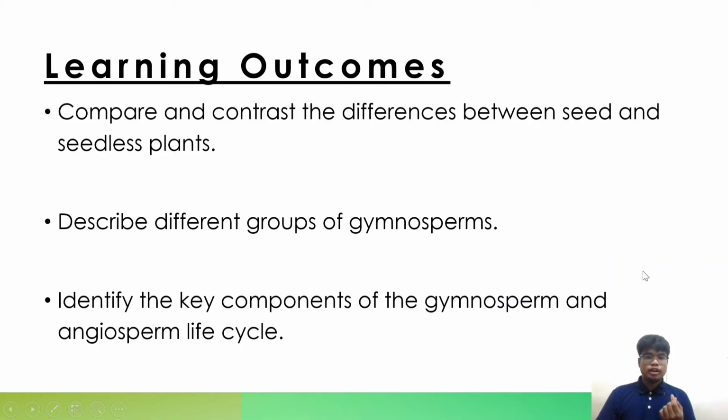So the learning outcomes are to compare and contrast the differences between seed and seedless plants, describe different groups of gymnosperm, and identify the key components of the gymnosperm and angiosperm life cycle.